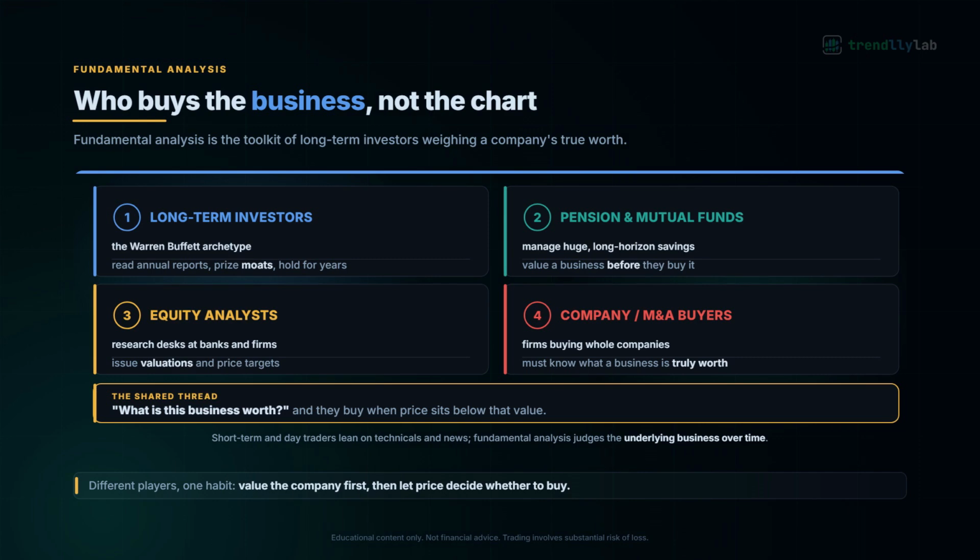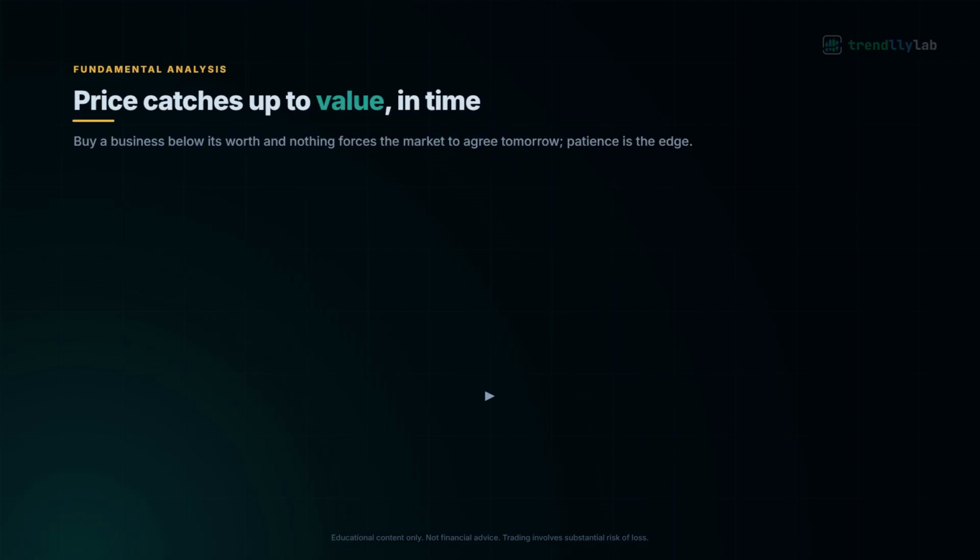The raw material is public. In the United States, companies file quarterly and annual reports with the Securities and Exchange Commission, free to read on the EDGAR database. The annual report, Form 10-K, and the quarterly, Form 10-Q, are where the real numbers live. But none of it pays off without one more thing. Buy a business below its worth, and nothing forces the market to agree tomorrow. Patience is part of the method.